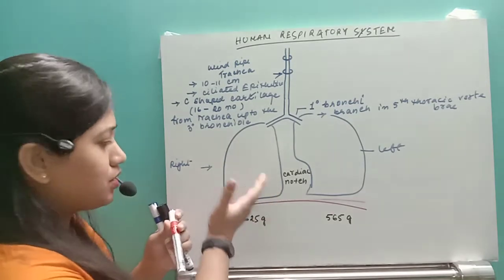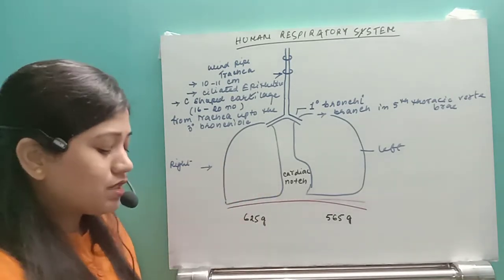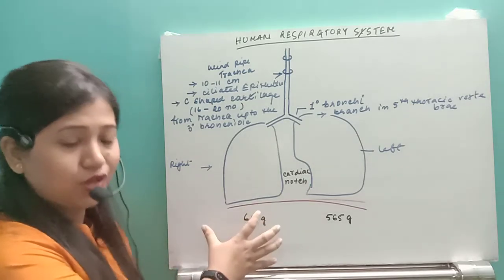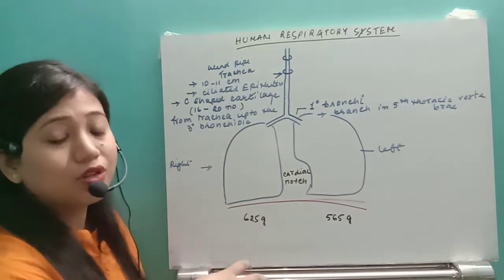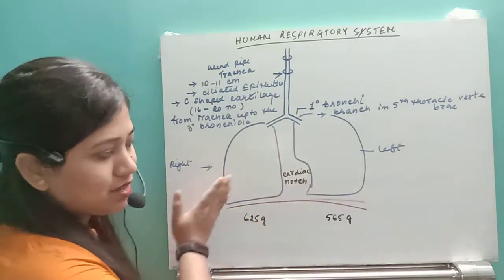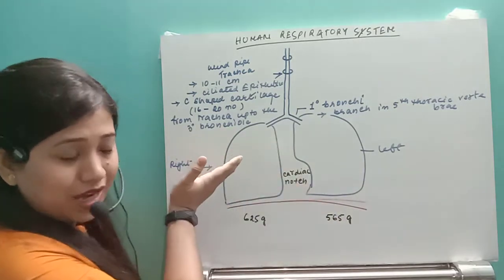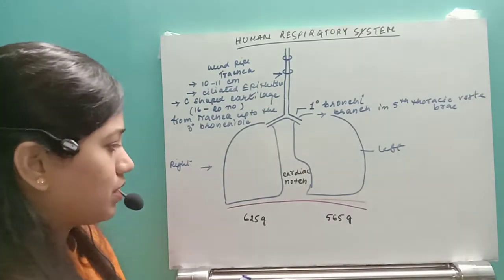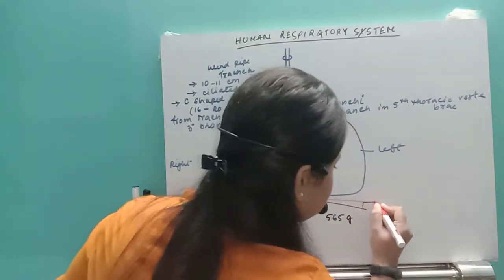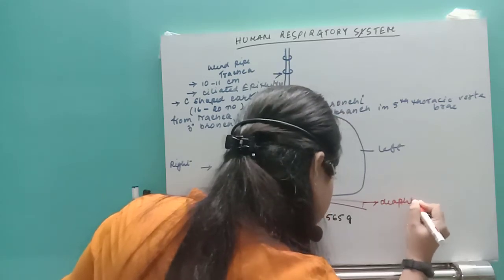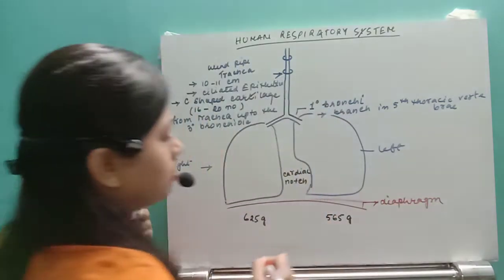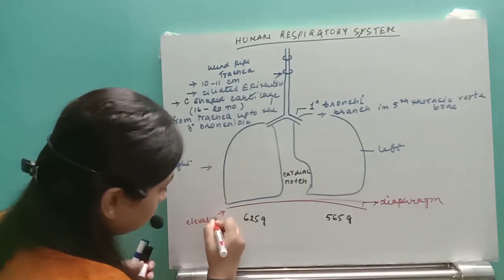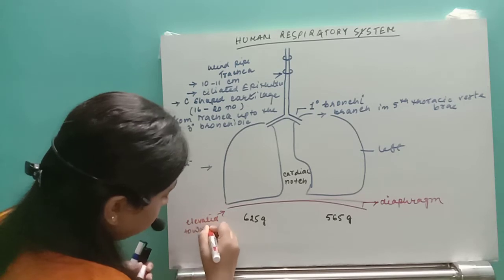Why is it elevated towards the right lung? Because just after the diaphragm we have the liver, so that we can accommodate the liver. That's why the diaphragm is a little bit elevated towards the right side, and towards the left side it goes a little below. This structure is known as the diaphragm. Remember that it is elevated towards the right side.